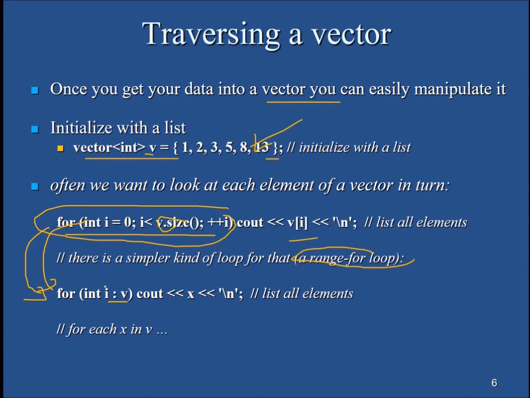We try to minimize the minimum thing which we need to write. A programmer needs to write less and understand more, because the logic is more important. So this is the simplified version of for for a vector, and again cout x. So these both will do the same activity.